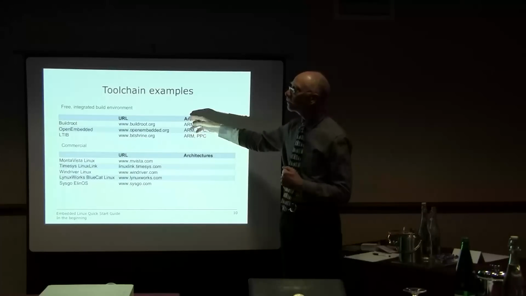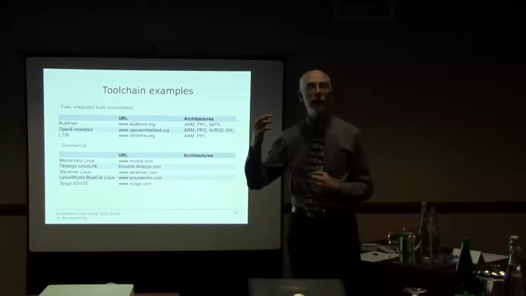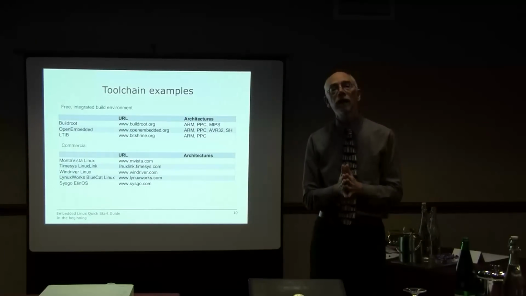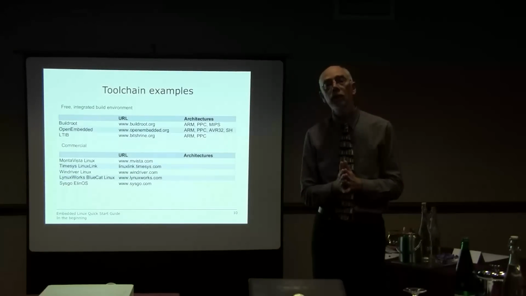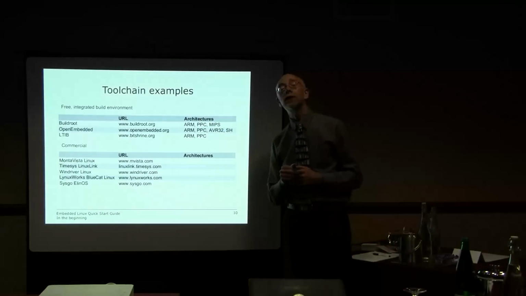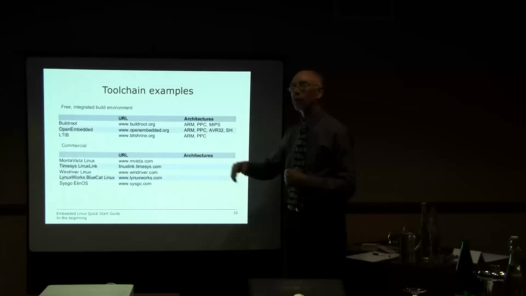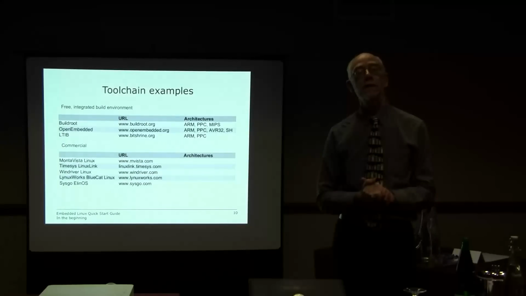LTIB's quite good. Buildroot has some good things about it. The main thing I have against Buildroot is that if you just use it in its vanilla form at least, it will use a uClibc library, C library. And as I said earlier, I don't really like uClibc that much. You can actually use Buildroot with an external toolchain, so you can use an Angstrom toolchain with the Buildroot build environment if you really want it. But I'm not quite sure why you want to. So I would go with either Angstrom or Open Embedded in most cases.